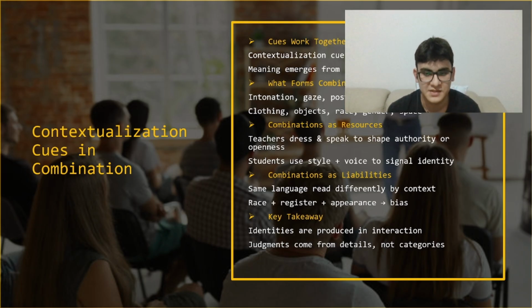We have combinations as liabilities. Same languages may read differently by context, race, and register, and appearance of these may cause bias on other races or groups of people. We have to prevent that, of course. And the key takeaway we should get from this is that identities are produced in interaction. Judgments come from details and not categories.